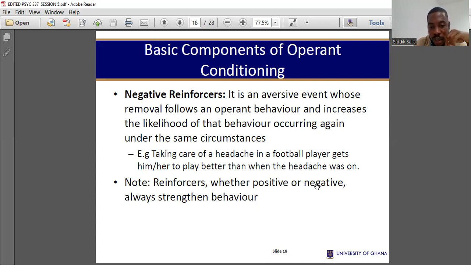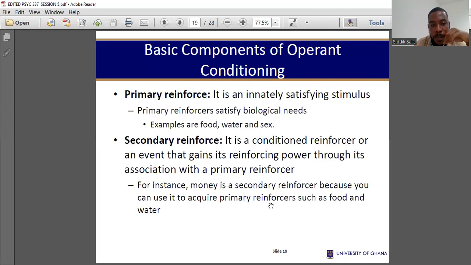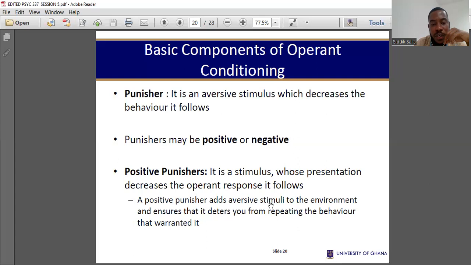Okay, so remember, reinforcers, whether positive or negative, always strengthen behavior. Now, punishers. I asked you guys when you were level 100, if you remember that, what do you think negative punishment is? And my guess was as right as the person who said it. Anyway, that's not what it is. Positive punishment also doesn't mean you just touch the person small.